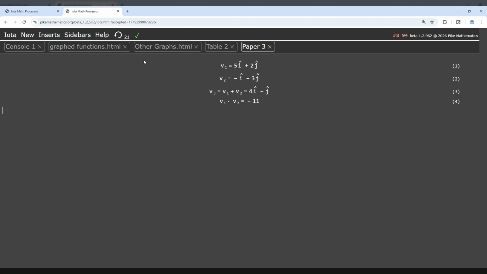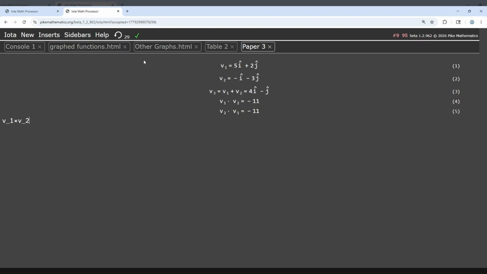One thing you can demonstrate in Iota is that the dot product is commutative. So v1 dot v2 is the same as v2 dot v1. So let's show that. v underscore 2 dot v underscore 1. There you go. -11. They're both -11. You can also do cross products. Let's try that. v underscore 1. And to do a cross product in Iota, you do backslash CRO.